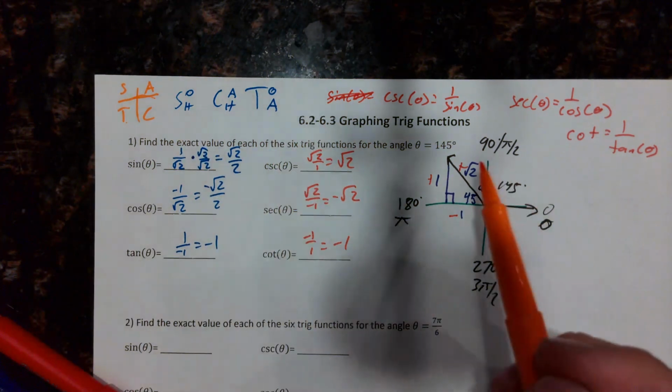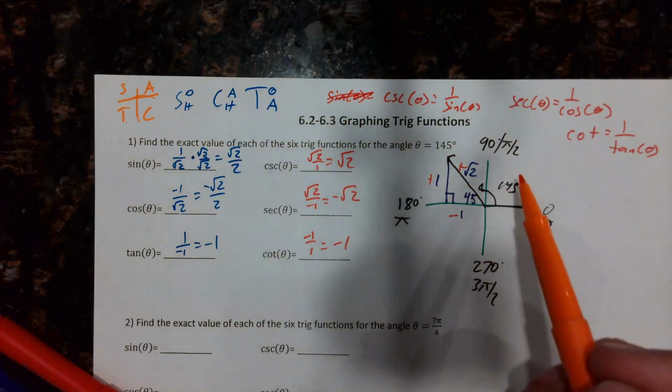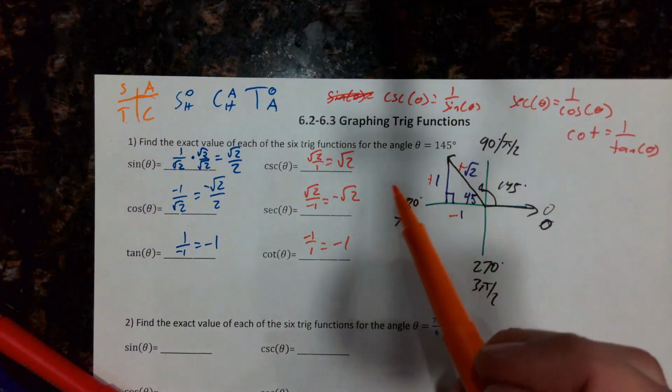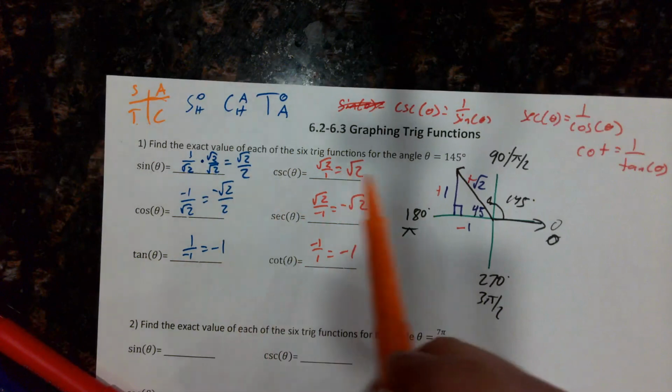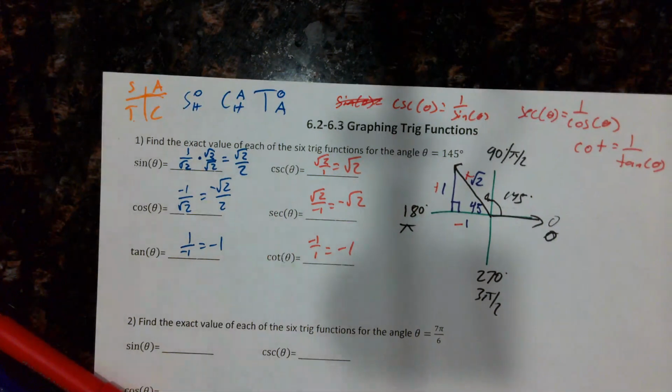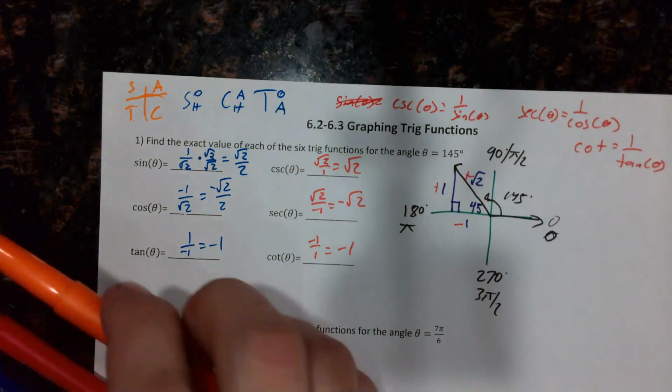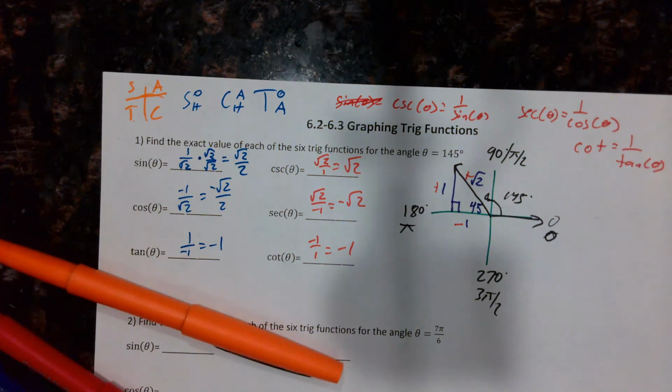Here we are in the second quadrant. Remember, quadrant 1, 2, 3, 4. We're in the second quadrant, so sine and cosecant should be positive, everything else should be negative. Positive, positive, negative, negative, negative, negative. So we're good. That's how I always check my work. And that is number 1 on this worksheet.